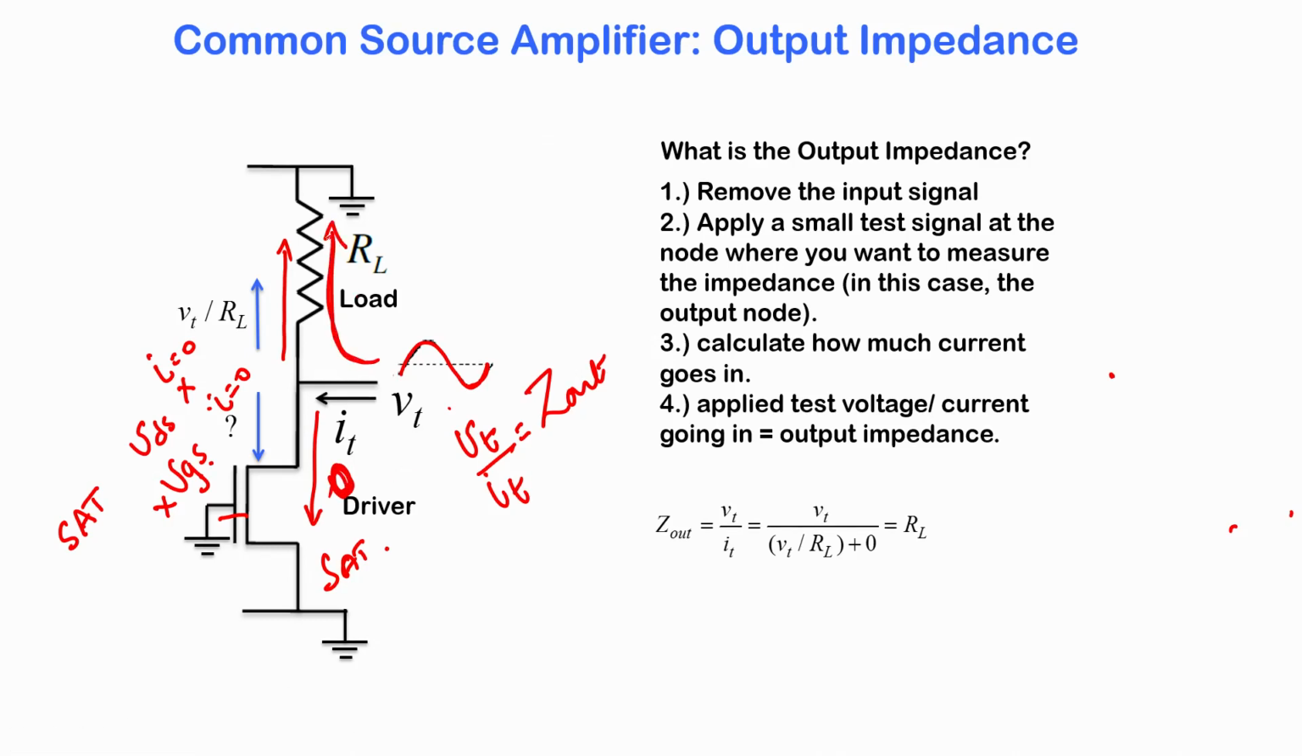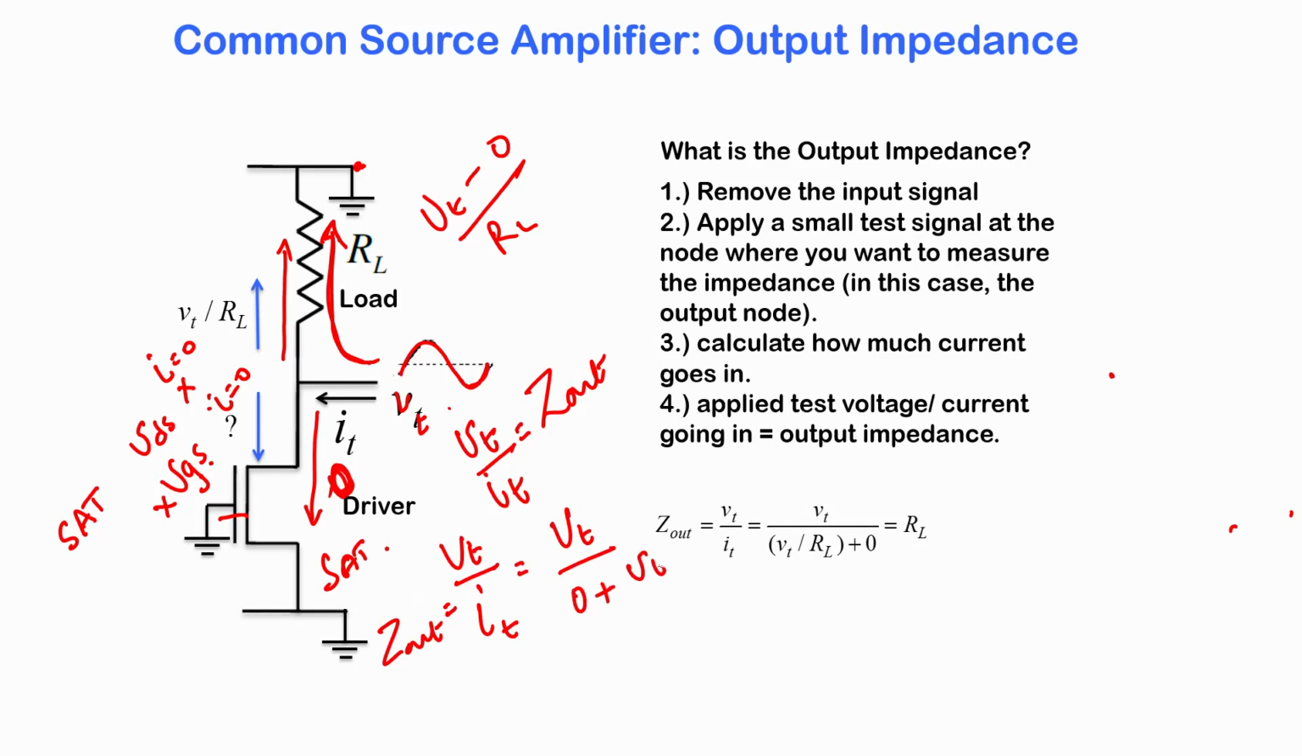And what is the current in this path? It is the Vt that you have applied. So it is going to be Vt minus 0, since this node is 0, divided by RL. Therefore, my output impedance is equal to Vt by It, and what is It? The It is 0 through the MOSFET plus Vt by RL, which means that my output impedance is simply RL. So the output impedance is determined by the load. It is just a method to show you how to calculate the output impedance.